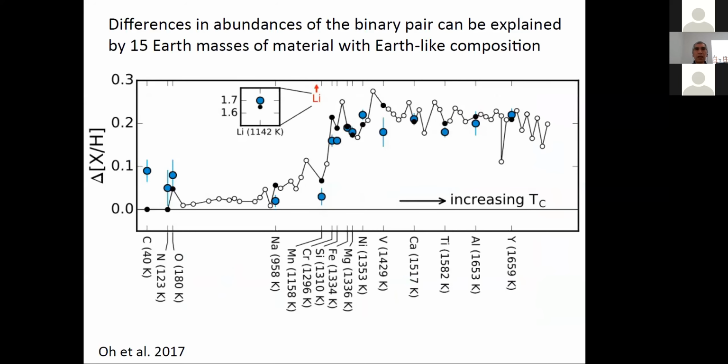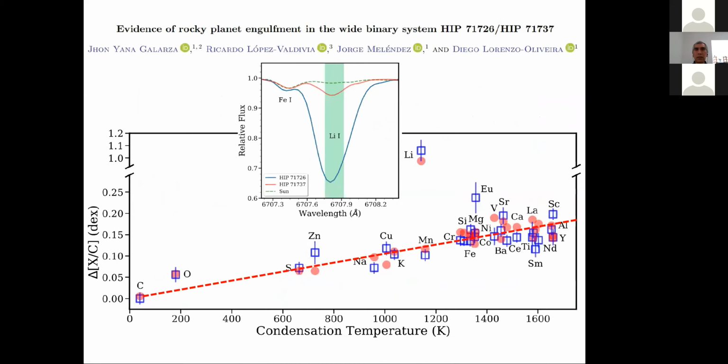Very recently, Yonathan Galarza found this binary where they found also a trend with condensation temperature, and the star that has the most refractory elements also has a huge amount of lithium. And both stars have about the same temperature. The difference in temperature is below 25 Kelvin in this system.